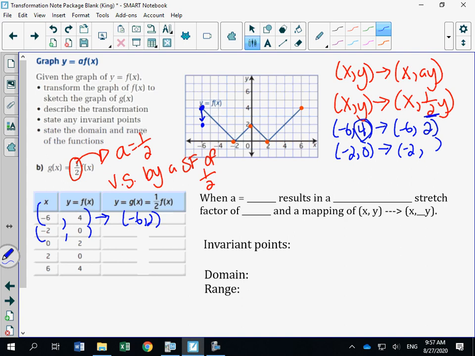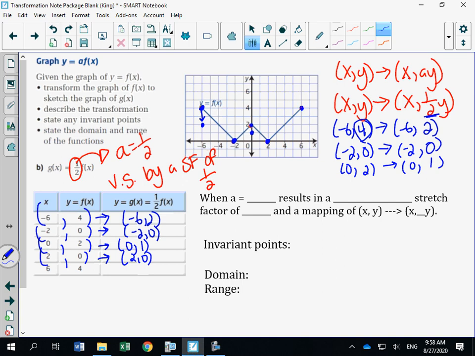0 times a half is 0. So that point doesn't change. Okay, 0, 2. Multiply that y value by a half, and we're going to go to 0, 1. So again, this point here got pushed down. This, I hope you see, is going to remain invariant. So 2, 0 is going to stay at 2, 0.